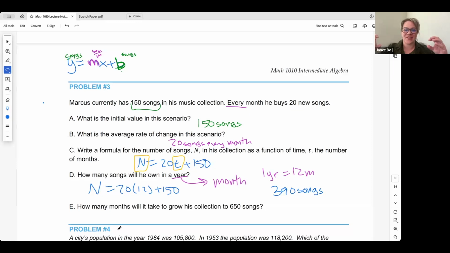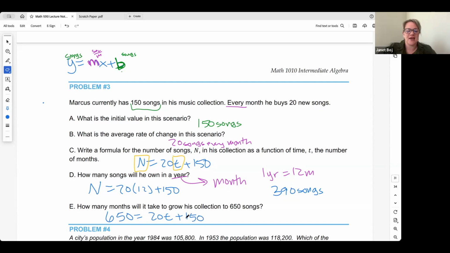How many months will it take to grow his collection to 650 songs? Once again, once you have this model, your template, you can just plug in. How many months? I'm solving now for t. So the songs will be 650. Once you know your units, you can't make a mistake on where you're plugging in. Notice that you start with the slope, songs per month. Now I know the y is songs, the x is months. I plug in 650 equals 20 times, I don't know how many months, that's what I'm solving for, the t, plus 150.